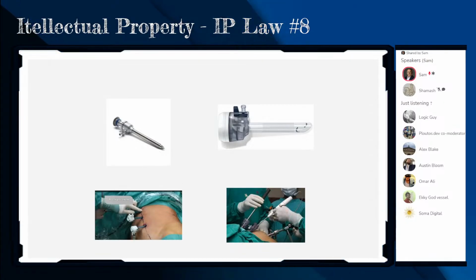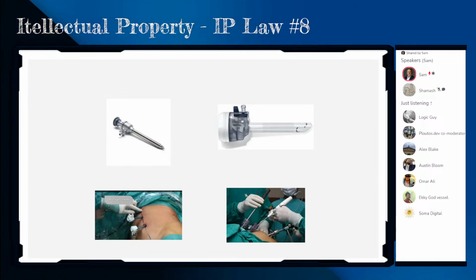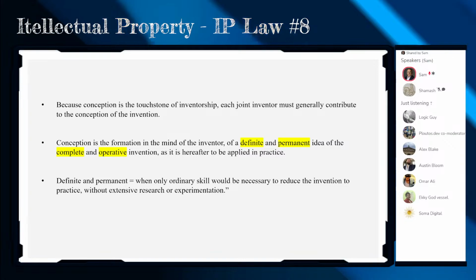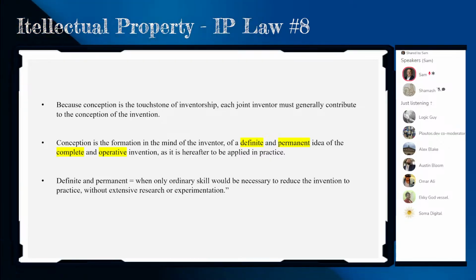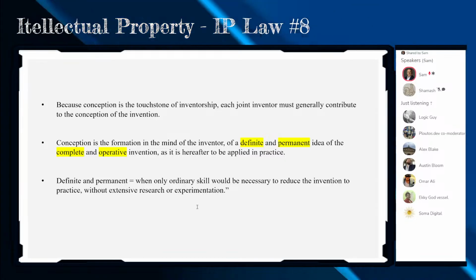So was he an inventor? Was the technician an inventor or not an inventor? Does the technician have any rights in this patent? So we're going to explore the law of conception, invention, and inventorship. On slide 4, we're talking about a joint inventor to figure out whether this technician was a joint inventor. Joint inventor means if you have 2 or more inventors on a patent, they're joint inventors.